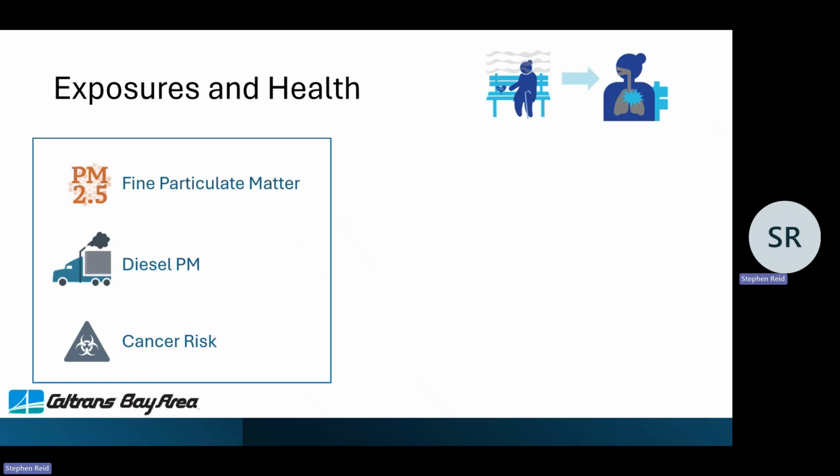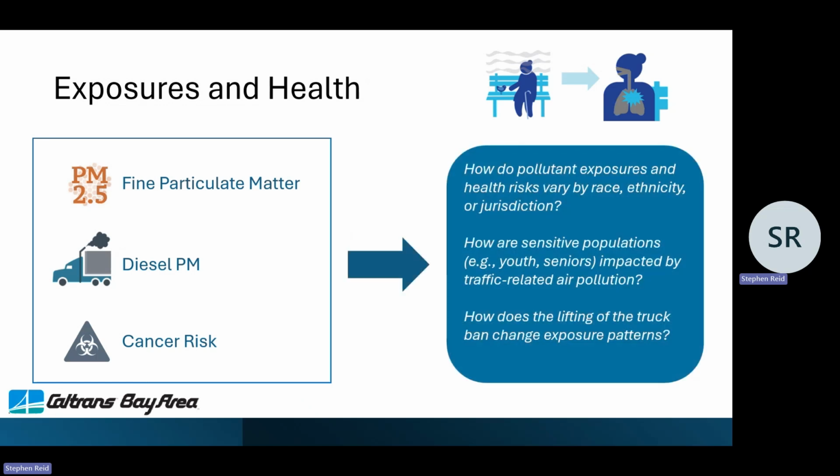These data will then be used in an equity analysis that will answer questions like, how do pollutant exposures and health risks vary by race, ethnicity, or jurisdiction? How are sensitive populations like youth and seniors impacted by traffic-related air pollution? How does the lifting of the truck ban change exposure patterns? More detailed information on the equity analyses for this study will be shared in a separate video.